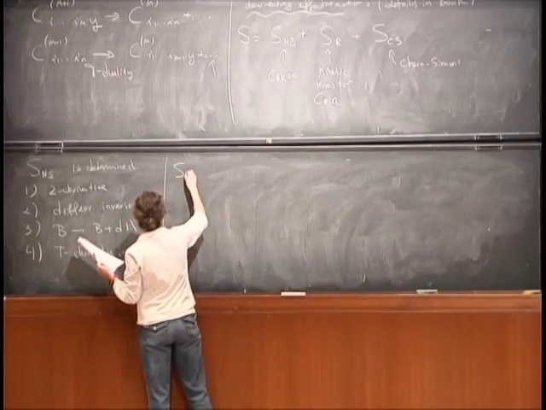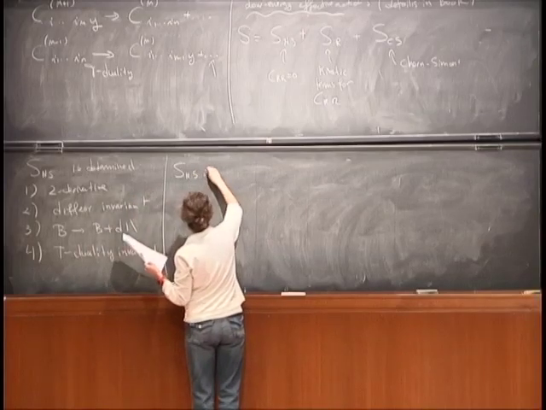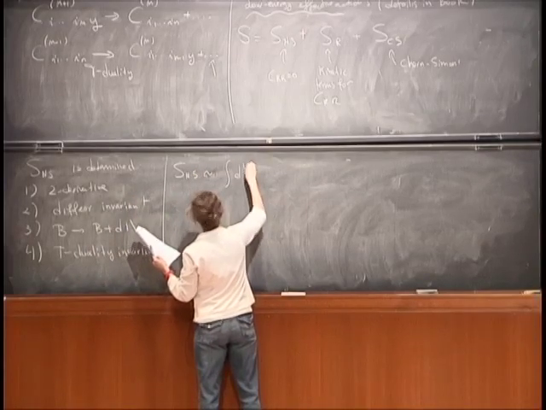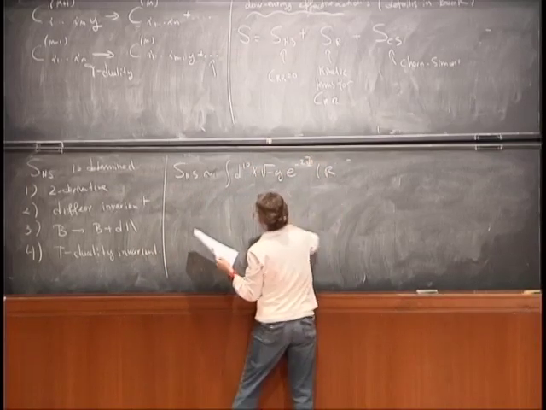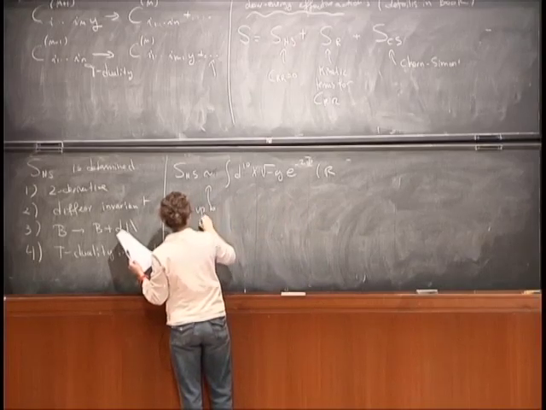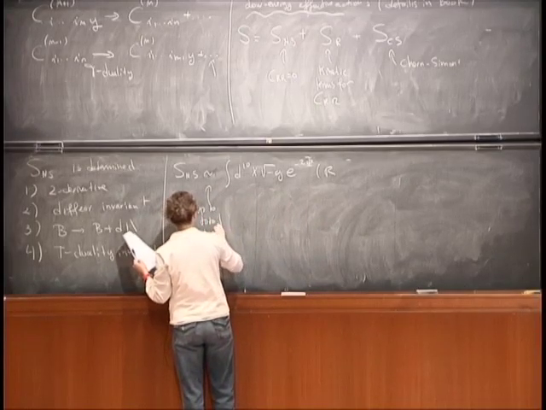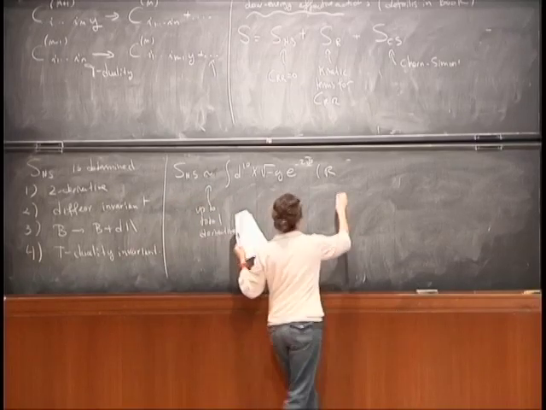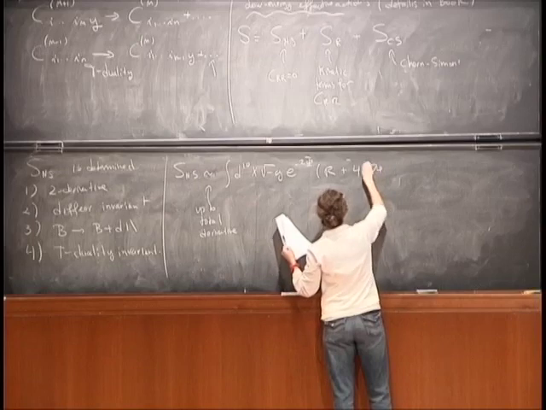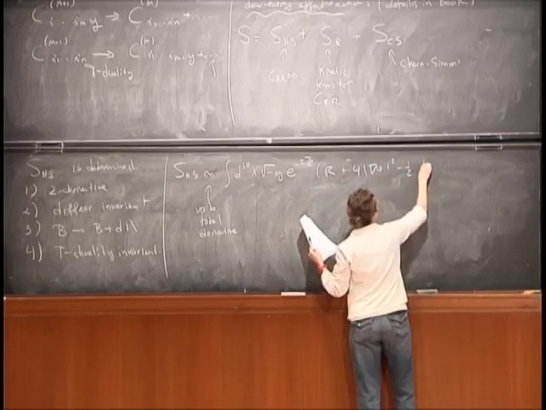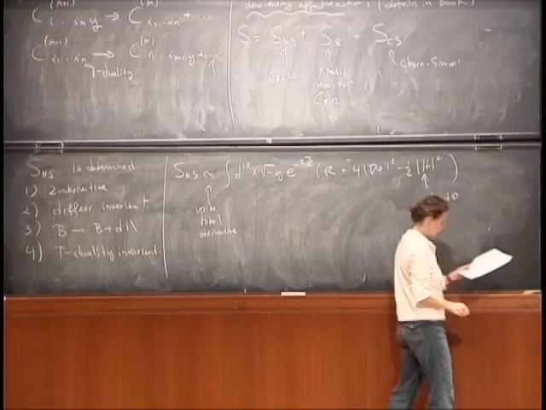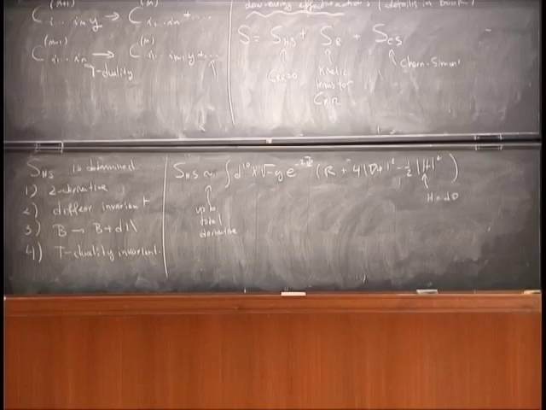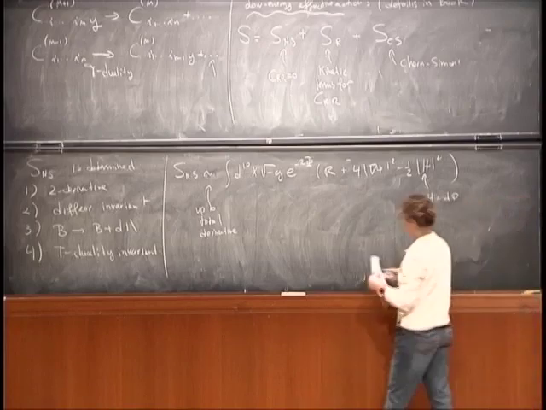And the result is that the Neveu-Schwarz part of the action is e to the minus 2 phi, up to a total derivative, I should say, R plus ... where H is equal to dB. So again, that is actually a fun exercise to work out if you want.